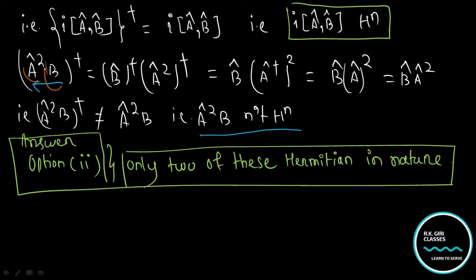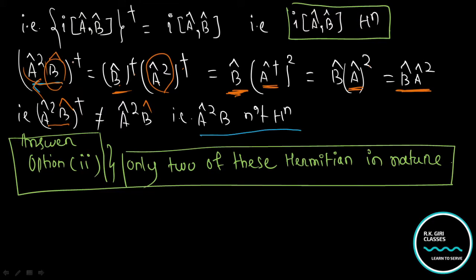Now this is A square B dagger. A square B dagger, right? Starting from right to left, that is B cap dagger and A square dagger. I told you already, if this is a square, find out the individual first. That means B cap dagger is B cap because B cap is Hermitian, and A cap dagger square, A cap dagger is equal to A cap, because you already know that it was given in the question that it was a Hermitian operator. That means A cap square. That means the answer is B cap A cap square.